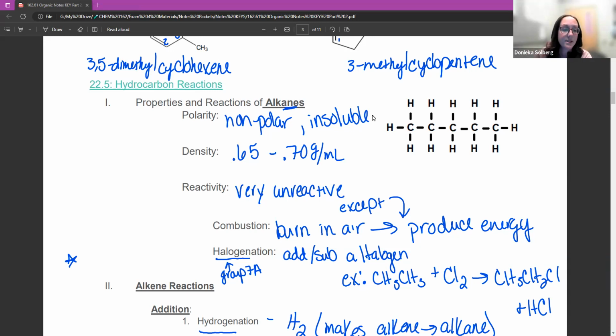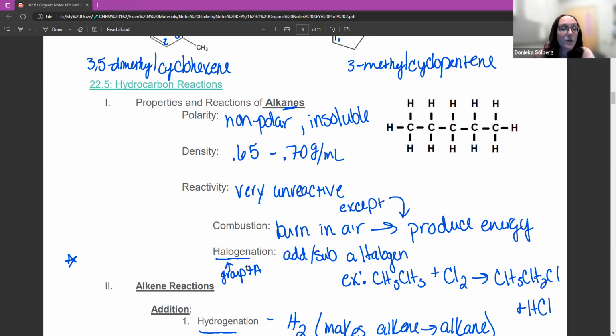They also have very low density. They're very unreactive, except for combustion. That doesn't count. They don't react with much else other than combusting, but they are very highly combustible, right? Any of these carbons and hydrogens burn in oxygen, you get carbon dioxide and water, very easy. So unreactive except for combustion. So if we burn them in air, we produce energy, of course, and that's mainly what we use hydrocarbons for.